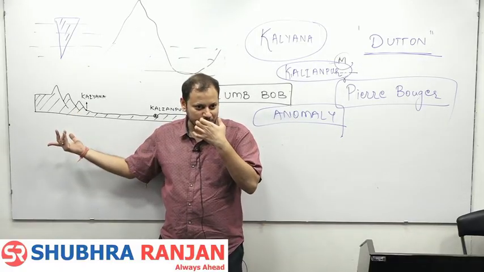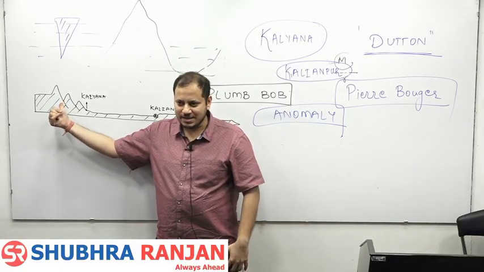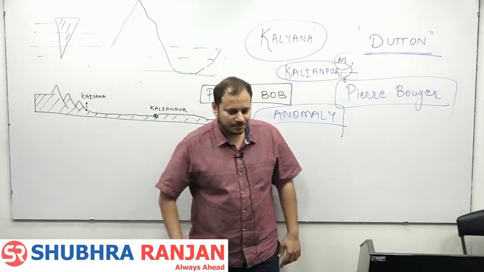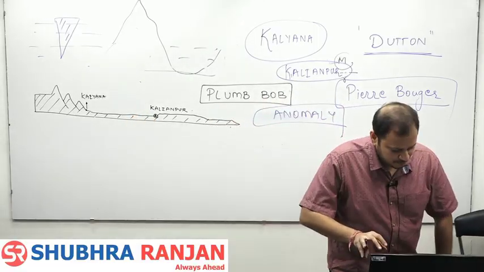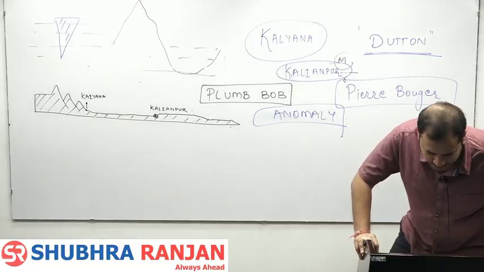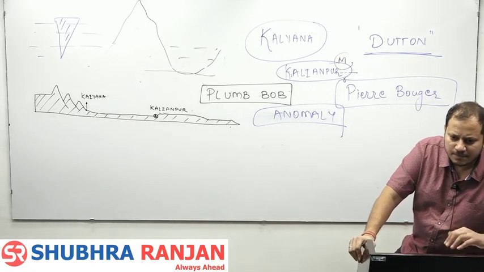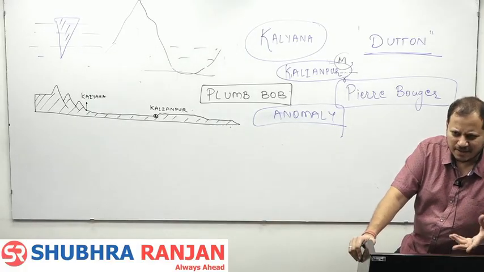So what is the conclusion? Higher the rocks, less density. Flatter the rocks, more density. Fine? Kalyana and Kalianpur. Not needed. This was just to explain to you.